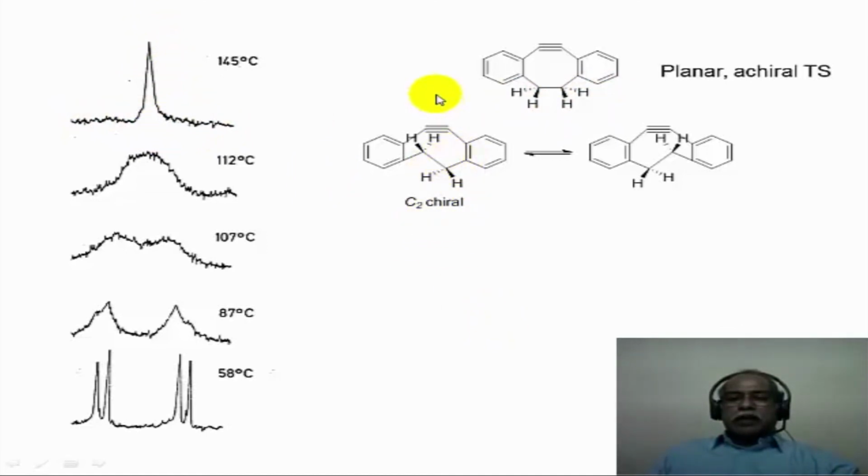At low temperature, if it has to be a chiral conformation like this, these two hydrogens will be diastereotopic because this is a chiral molecule. So diastereotopic hydrogens. These are enantiomers which are indistinguishable.